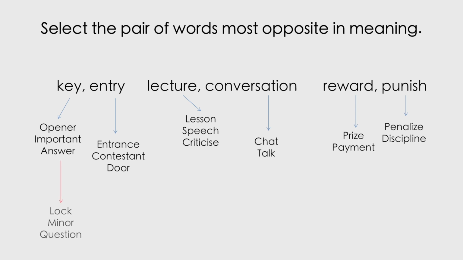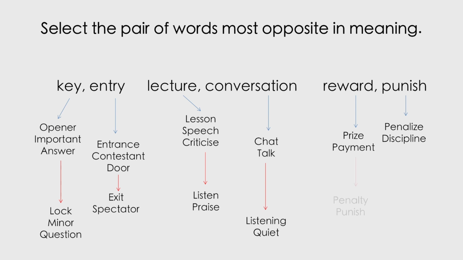So the antonym for key would be a lock or something that's minor or a question. Entry, exit or a spectator, because if you don't have someone who's entered a sports competition, for example, then they're probably watching it. If you're not lecturing someone, you're listening to them or praising them. Rather than conversing, you're listening or you're quiet. So here we've got synonyms.